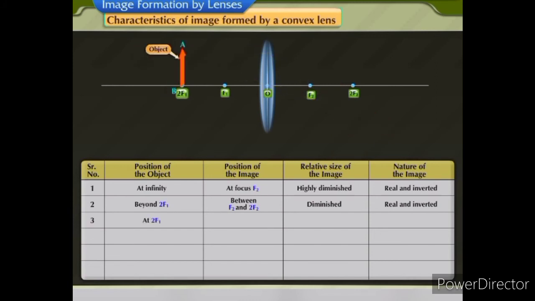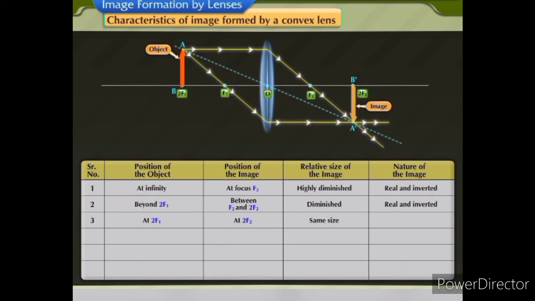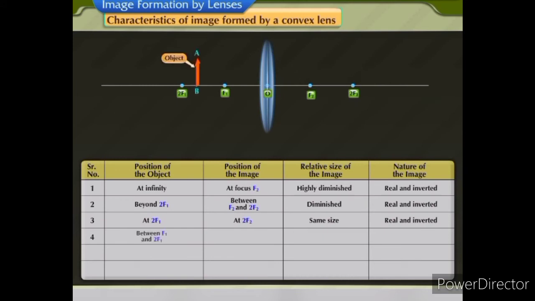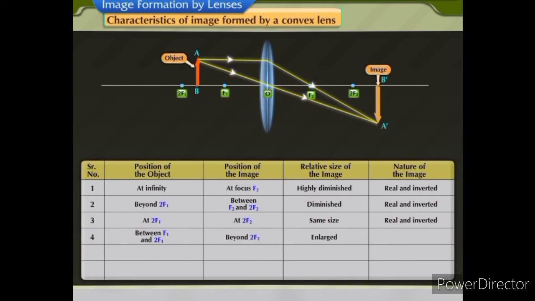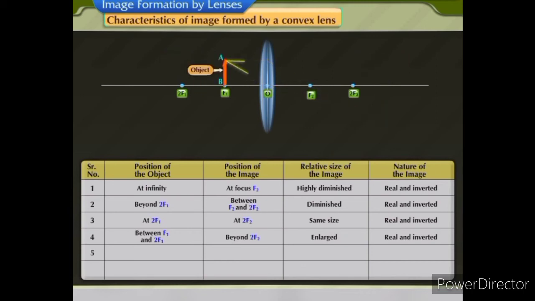When the object is placed at 2F1, the image is formed at 2F2. The image is of the same size as that of the object and the nature of the image is real and inverted. When the object is between F1 and 2F1, the image is formed beyond 2F2. The image is enlarged and the nature of the image is real and inverted. When the object is placed at focus F1, the image is formed at infinity. The image is highly enlarged and the nature of the image is real and inverted.